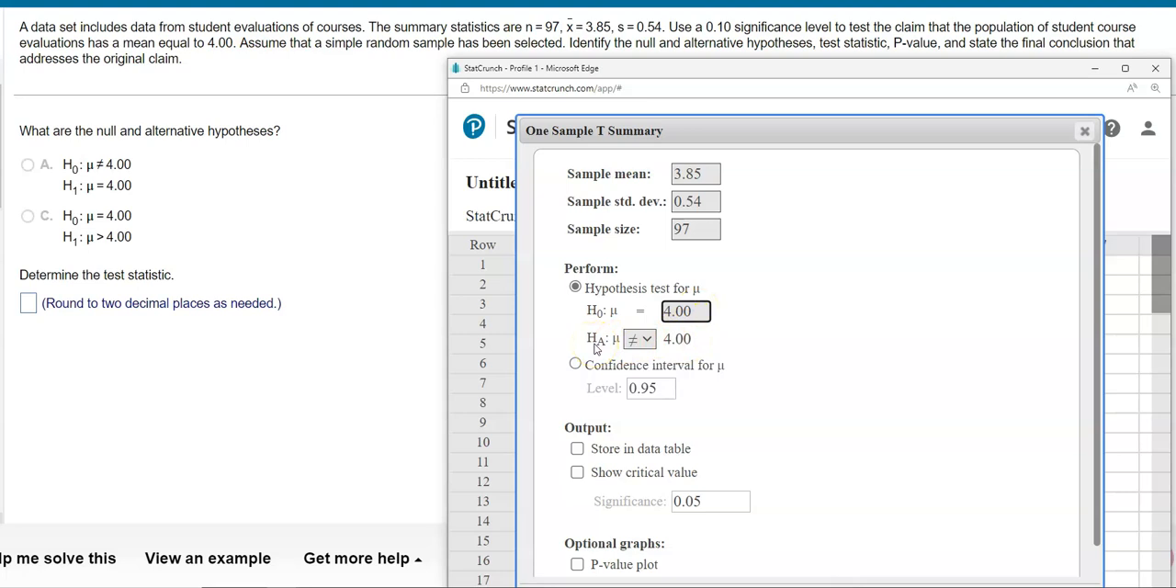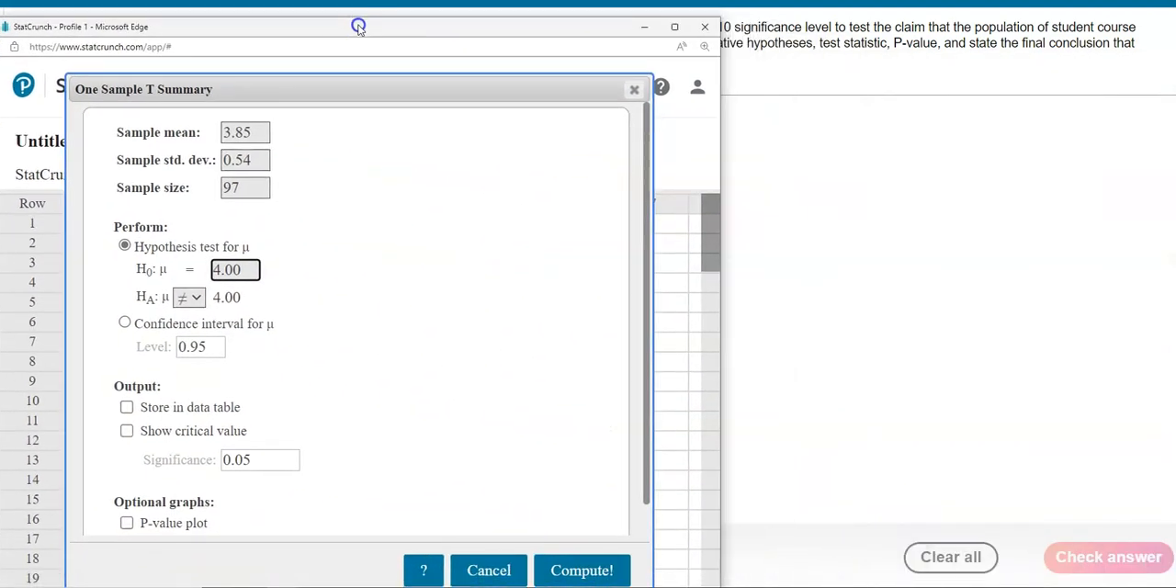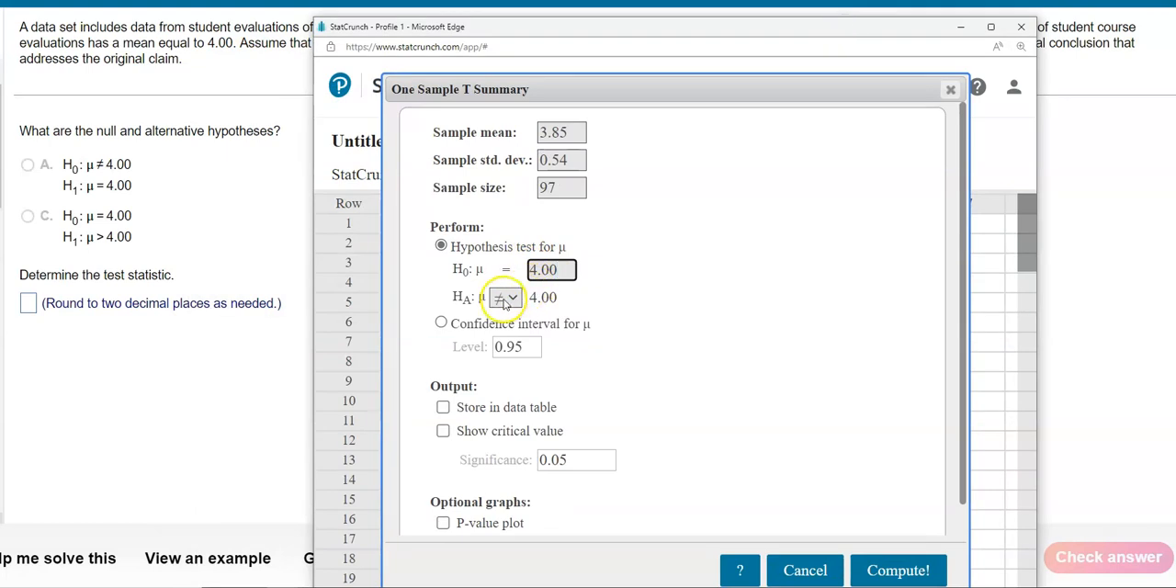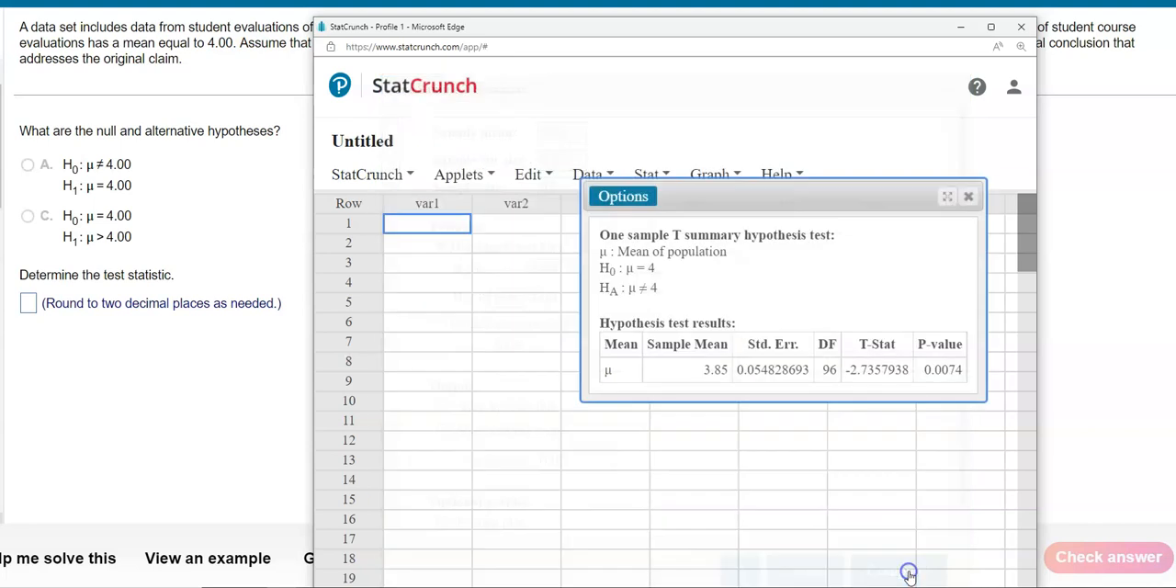For the alternative hypothesis, remember the alternative hypothesis that we correctly had was that the mean is not equal to 4.00. So we can just leave this set to not equal to 4.00. But notice if there was a different alternative hypothesis, we can change it to less than or greater than, whatever we need to do. That's it. So we're going to click compute at the bottom.